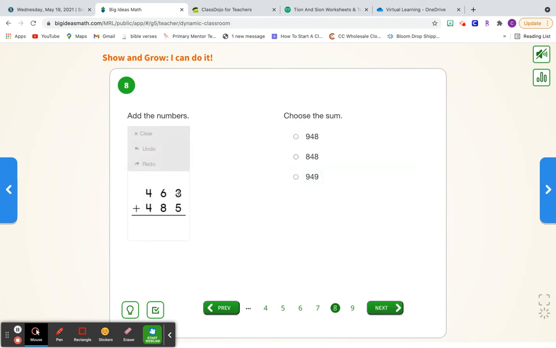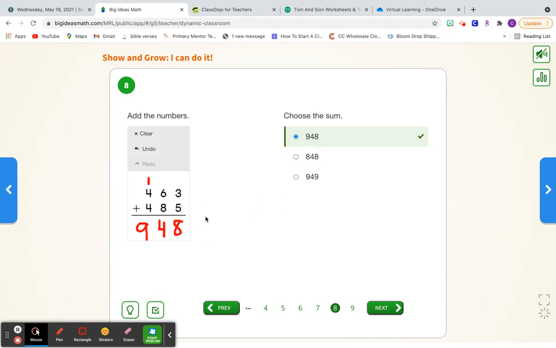All right, for number 8, 3 plus 5 is 8, so there's no regrouping in this one. 6 plus 8 is going to be 14, so we do have to regroup. We have 4 tens, and we're going to carry our 100. And we have 4 plus 4 is 8, plus 1 more is 9. So it would be 948.